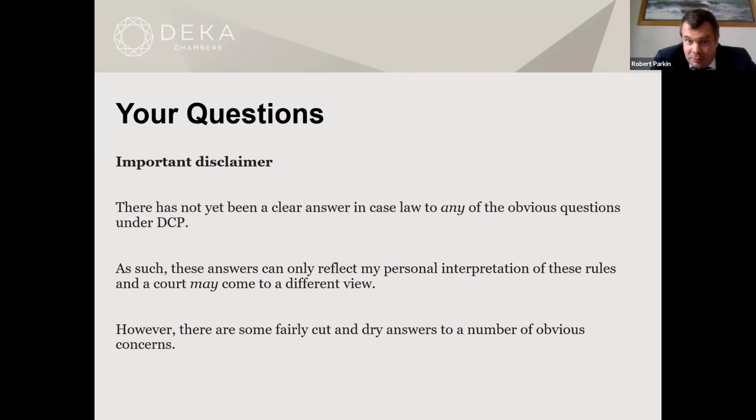I'm going to start with an important disclaimer. There have not yet been clear answers in case law to any of the obvious questions that DCP raises or potentially raises. My answers to your questions are my own personal interpretation of the rules. A court might come to a different view. I'm going to flag up as far as I can areas where I think that's possible. There are areas where there are some fairly cut and dry answers, and where that applies, I'll do my best to flag that up. So bear that disclaimer in mind. I will do my best, but this is still very early days with DCP. There aren't enough cut and dry answers yet.